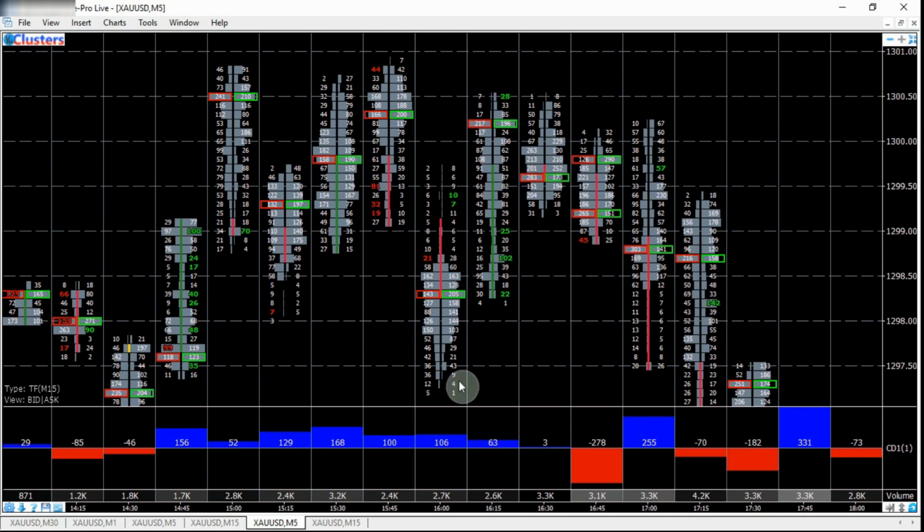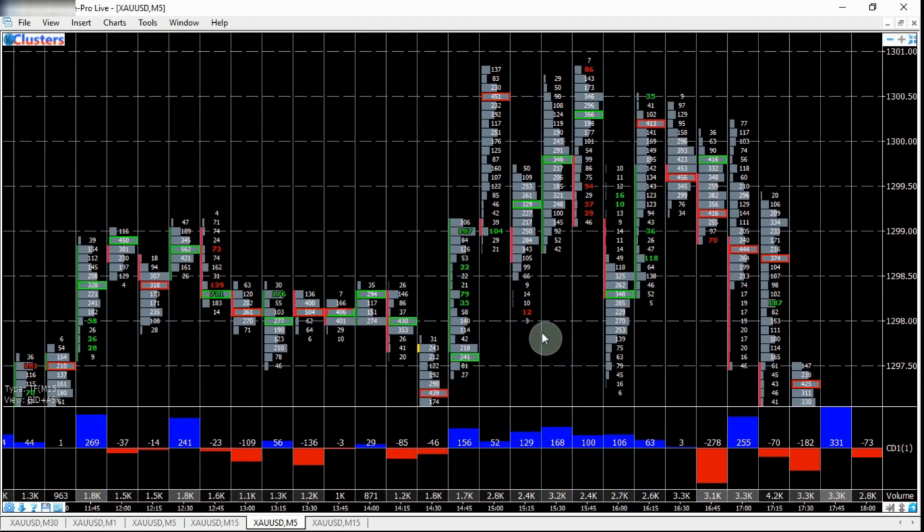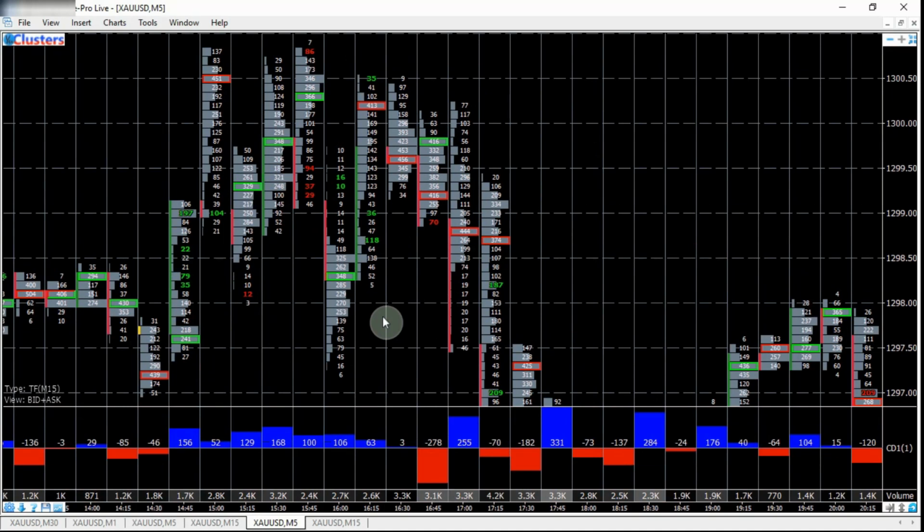And another reason I like the profile cluster chart, or the profile footprint chart, what have you, is as you can see a lot of these imbalances on this side, a lot of the greens going up, right? A lot of these are green. But if you look at the profile, and this is the 1445 candle, if you look at the market profile again at the 1445, you don't get as many greens.